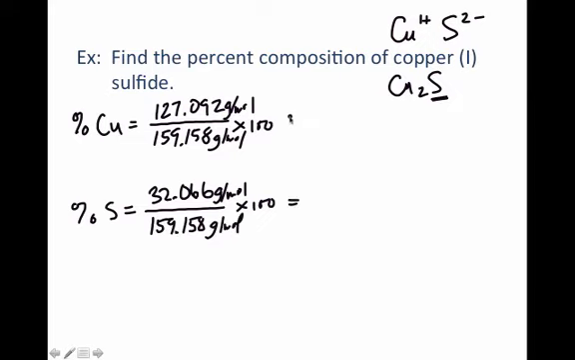So now I have part of copper over the mass of the whole compound, part of sulfur over the mass of the whole compound. So I'm going to do the math. These we typically round to 1 decimal place. So 79.9% copper.